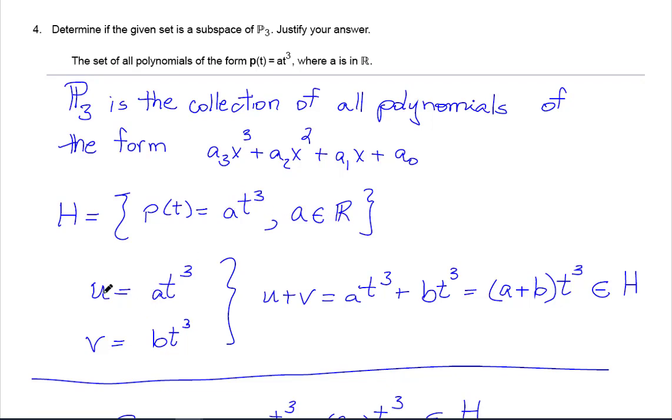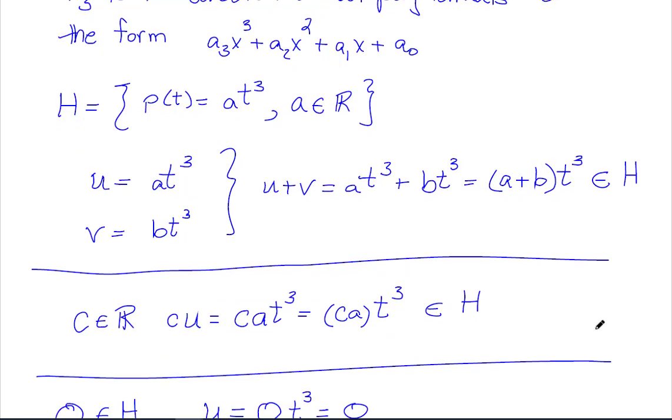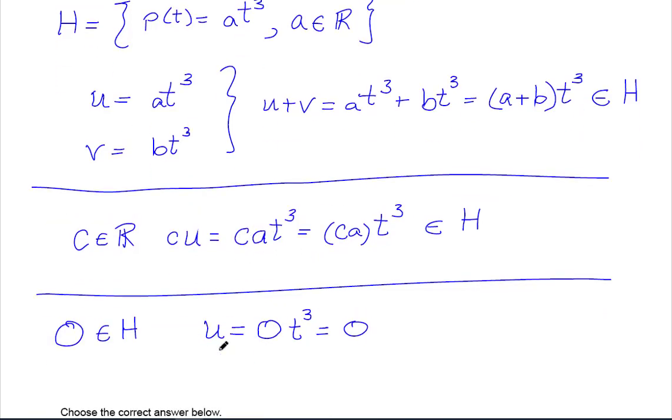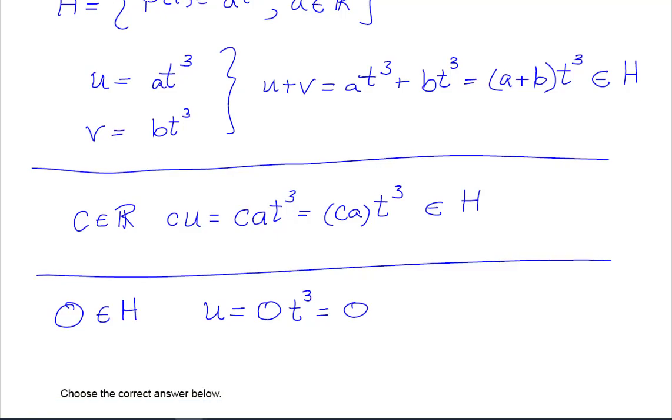Well, let's see, if I take two items in there, add them up, well, I can just add the coefficients once I factor out the t cubed. So, yep, that's certainly in there. Multiplying by a scalar, all right, well, I can just group together the c and the a, that's in there. The 0 is in there as well, so yes, this would be a subspace of P3.